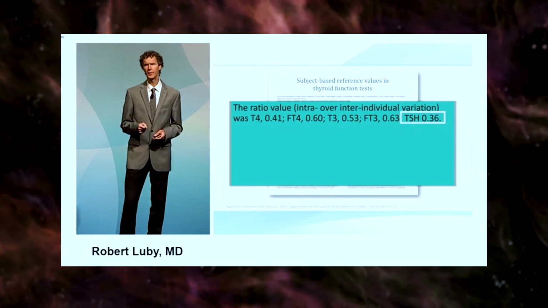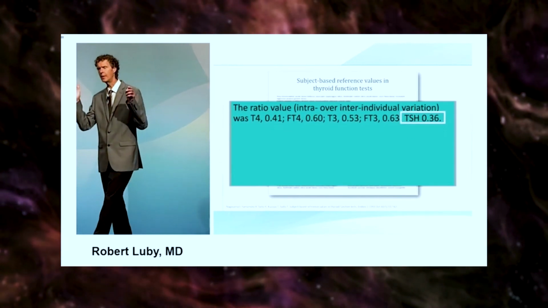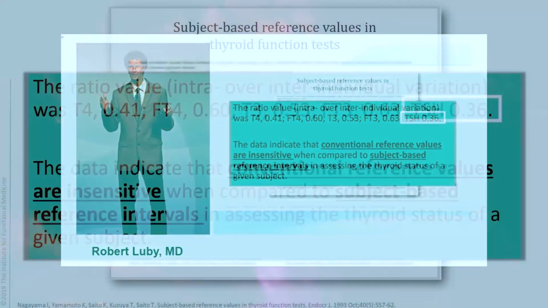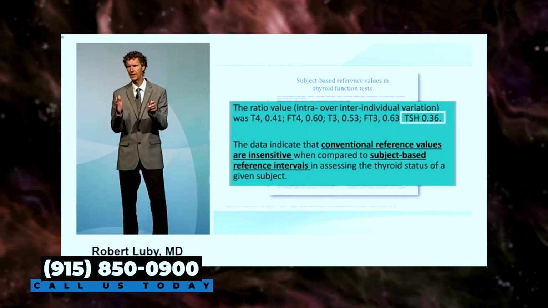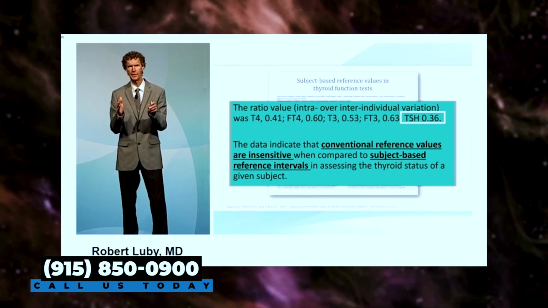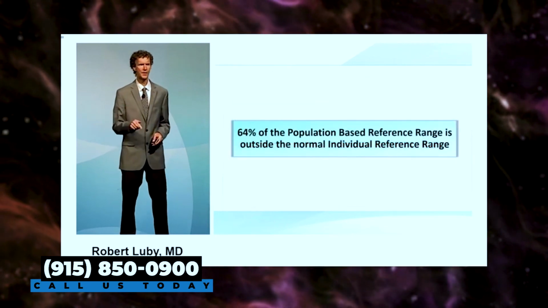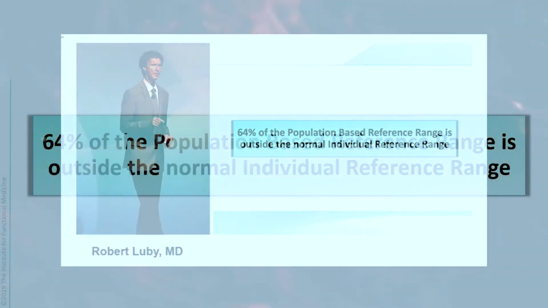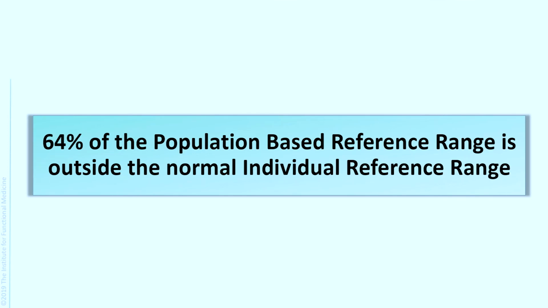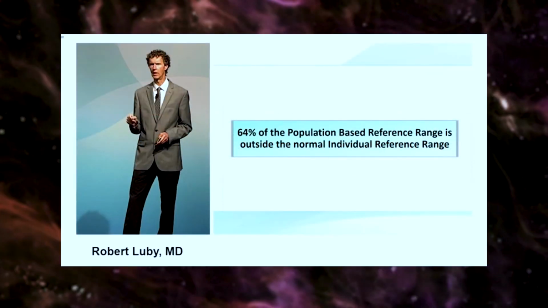With TSH, it's 0.36. So what this means when you're thinking about a bell-shaped curve reference range is, that's the population range. For an individual, their normal range is 36% of the width of the population range. Put in another way, 64% of the population-based reference range is outside the normal for an individual. It's worth saying again. 64% of the population-based reference range for TSH is outside the normal or optimal for an individual.